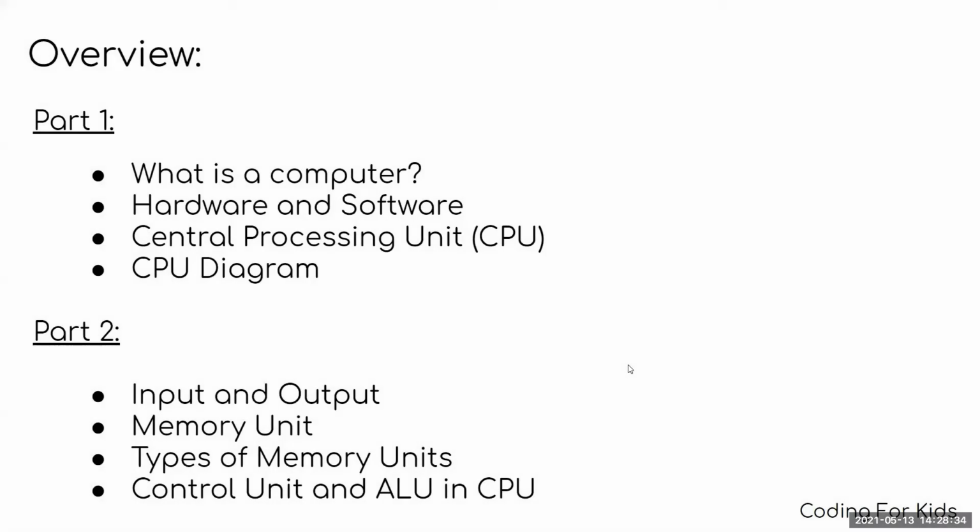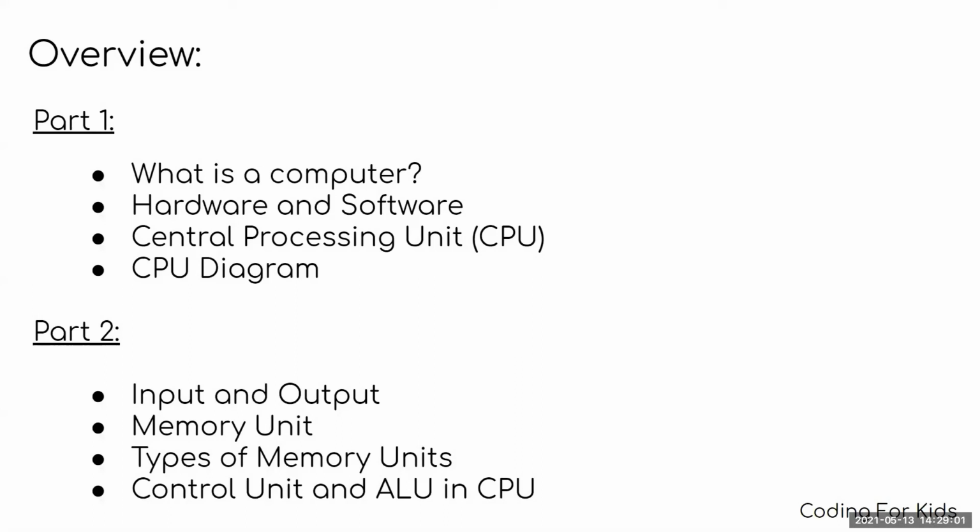Then let's look at the overview of this video. In part 1, we got what a computer is, hardware and software, the central processing unit, or the CPU, and then we looked at a CPU diagram. In part 2, which is this video, we looked at input and output, which input is something you're entering, and output is kind of the result of that entering data.